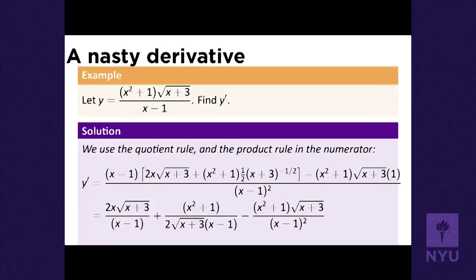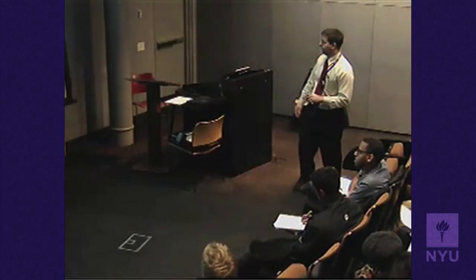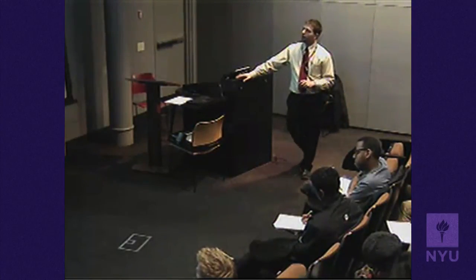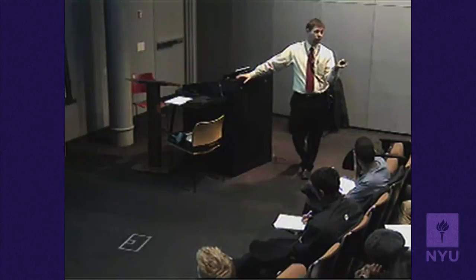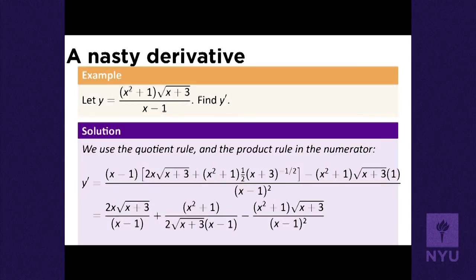And if you play around with this, multiply it out, and factor what you can, then you get something that looks like 2x times the square root of x plus 3 divided by x minus 1 plus x squared plus 1 divided by 2 times the square root of x plus 3 times x minus 1 minus x squared plus 1 times the square root of x plus 3 divided by x minus 1 squared. Okay. So if you're writing this down, don't worry, it will reappear on slides later on. So it's not going to disappear completely. What I want you to notice is that it took a lot of work. Right? We had to use quotient rule, product rule, and chain rule to get this all done.